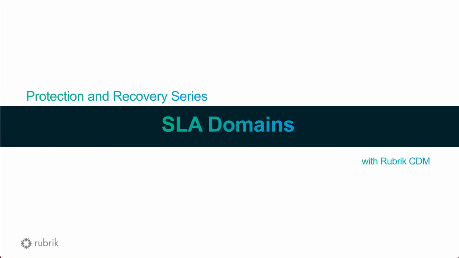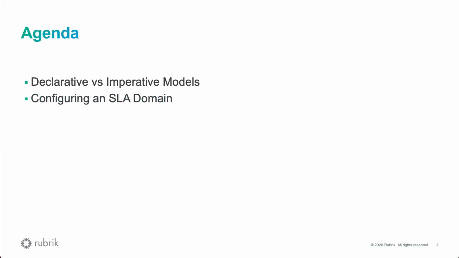Hi, my name is Adam Eckerly, and today I'm going to show you how to use Rubrik to configure declarative SLA domains to protect your workloads. Before we get into the demo, I will talk briefly about Rubrik's declarative model and how it differs from the traditional backup job methodology. Then I'll walk you through configuring an SLA domain and the various options you'll have available to you.